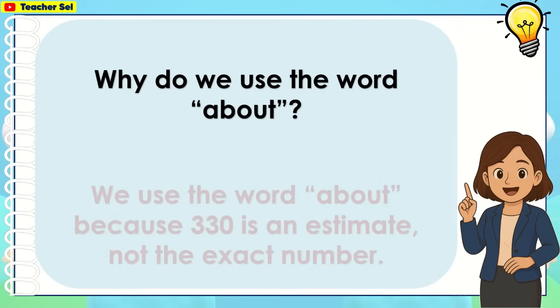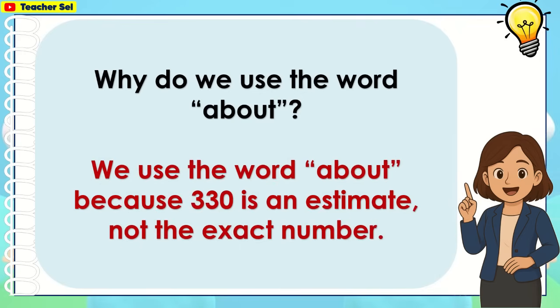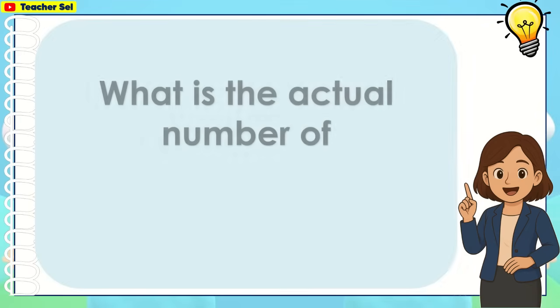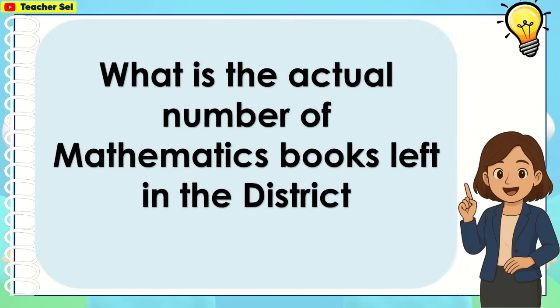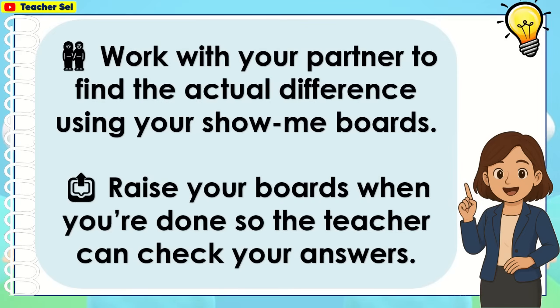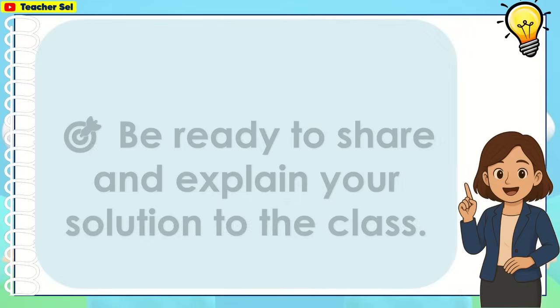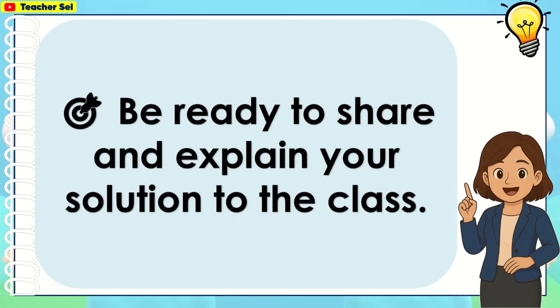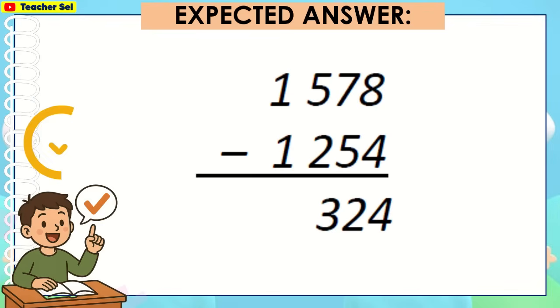Why do we use the word about? We use the word about because 330 is an estimate, not the exact number. What is the actual number of mathematics books left in the district office? Work with your partner to find the actual difference using your show me boards. Raise your boards when you're done so the teacher can check your answers. Be ready to share and explain your solution to the class. Here is the expected answer. It is 324 books.